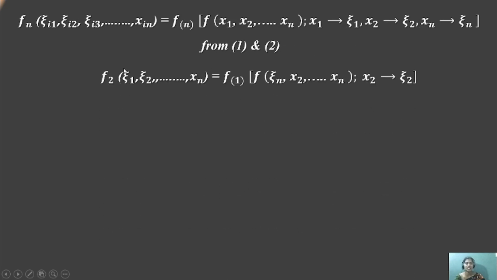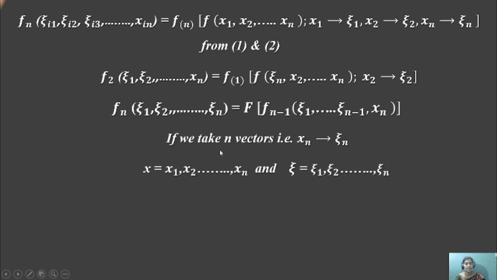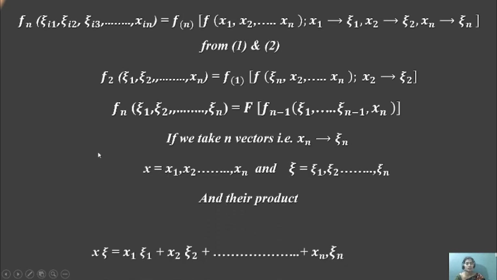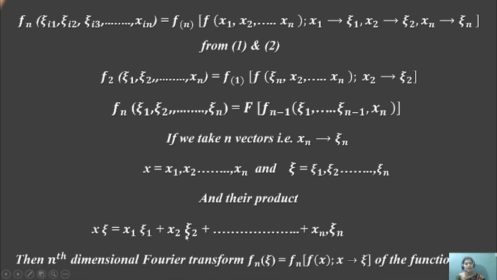From the first and second equations we get the function f2 of xi1, xi2 to xn, and the Fourier transform will be generated as the function f(n-1) of xi1 to xi(n-1). If we take n factors, xn to xi n, then the value changes: x equals x1, x2, xn and xi equals xi1, xi2 to xi n in this function, and their product will be generated by multiplying, in addition: x times xi equals x1 xi1 plus x2 xi2 plus xn xi n.